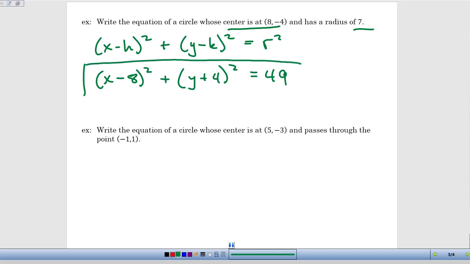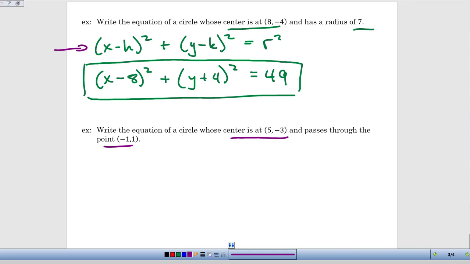So in some circumstances, it's as easy as that, where we just have to plug the numbers into the correct locations and we have our equation. There are other circumstances, however, where we have a little bit more work to do. So in the next one, we're asked to write the equation of a circle, and again we're given the center, so we're going to be able to plug that in for h and k in our equation. But this time we're not given the radius directly. Instead, we're given a point through which the circle passes. We're told that the graph passes through the point (-1, 1).